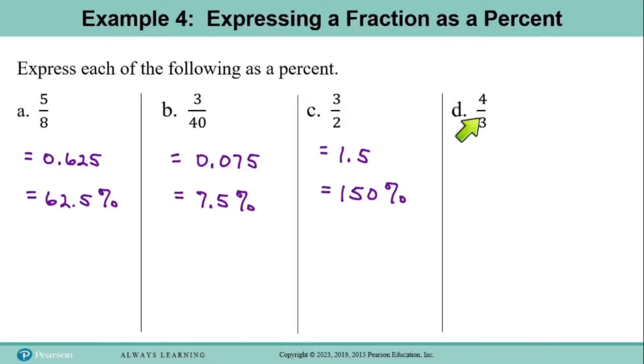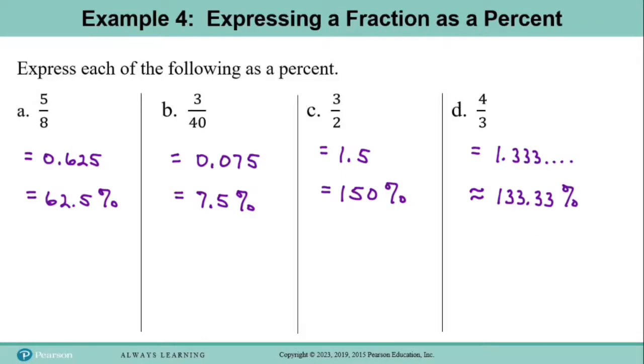Same thing almost here on part D, so we've got another improper fraction. This time we have 4/3. So when we type in 4 divided by 3, this time we're going to get a repeating decimal. It never ends. So what you have to do is you just have to decide how many decimal places you're going to keep. So let's go ahead now and move our decimal 2 places to the right. That's going to put it where there's 2 3s in front of the decimal and an infinite number of 3s after the decimal. So we will have 133.33%.